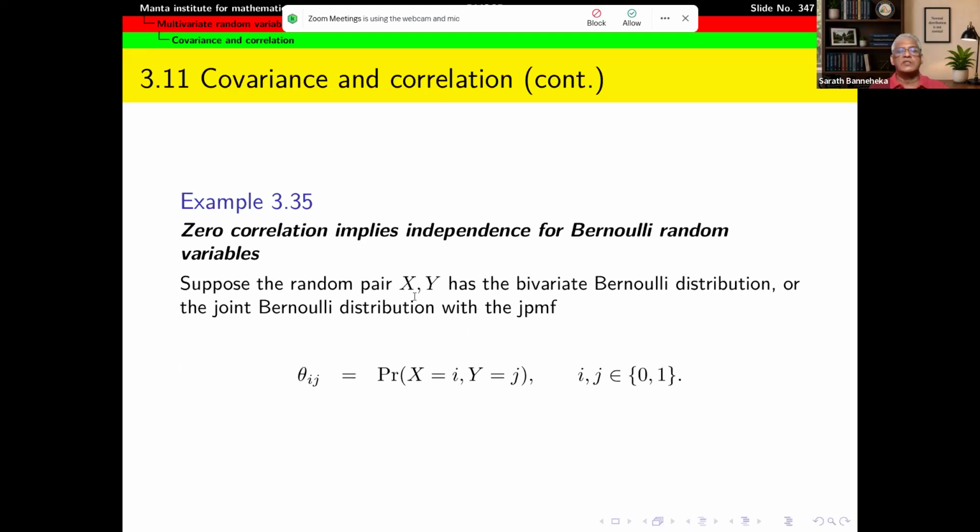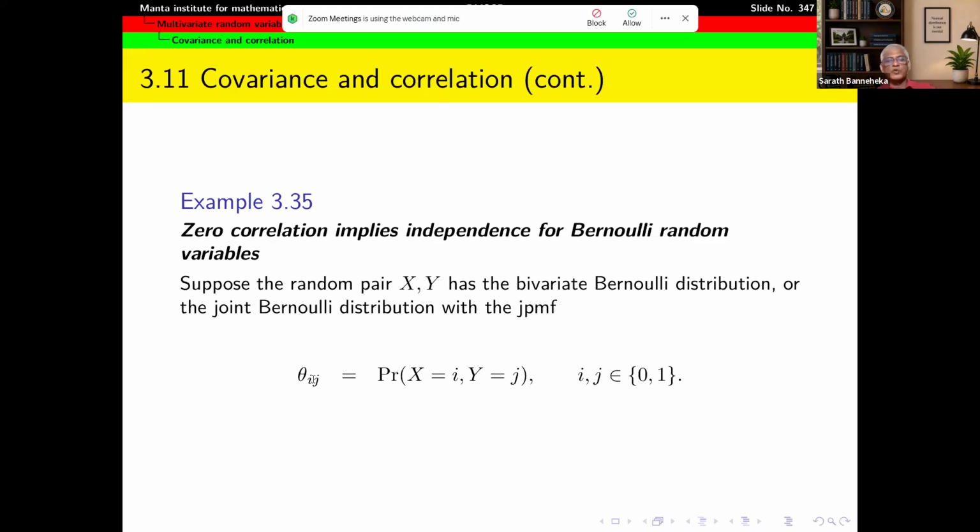Suppose the random pair x and y has a bivariate Bernoulli distribution, or the joint Bernoulli distribution with the following joint probability mass function. Suppose the probability that x equal to i and y equal to j, where i and j can be only 0 or 1, is equal to theta ij, right? Theta ij is equal to probability x equal to i and y equal to j, where i and j are either 0 or 1.